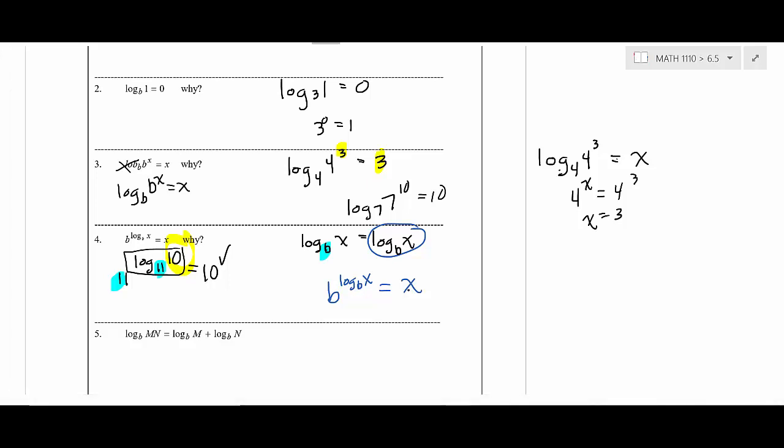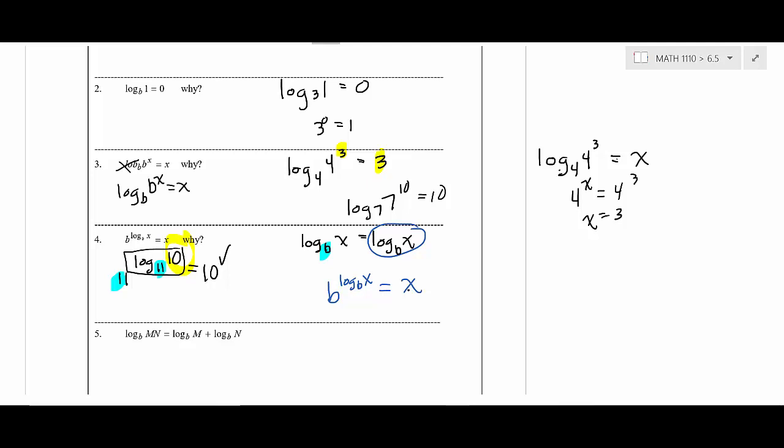So the idea is, if you go back to problem number 2, that's easier for students to see. 3 to the 0 equals 1, right? You got that? This is the same thing. I did the same thing. I said this to this power equals that. Same thing. This to this power equals x. It just looks weird, but it's the same exact thing. So that's where that property comes from.